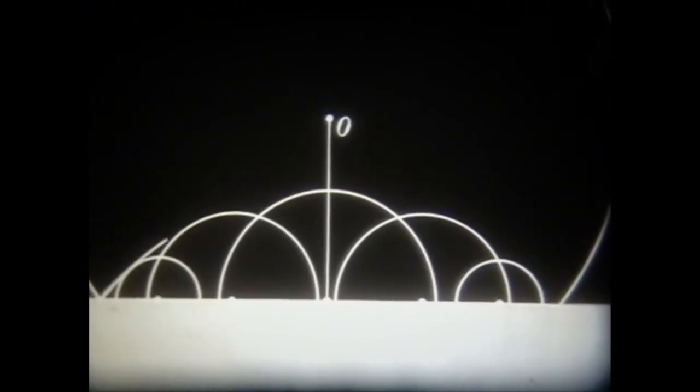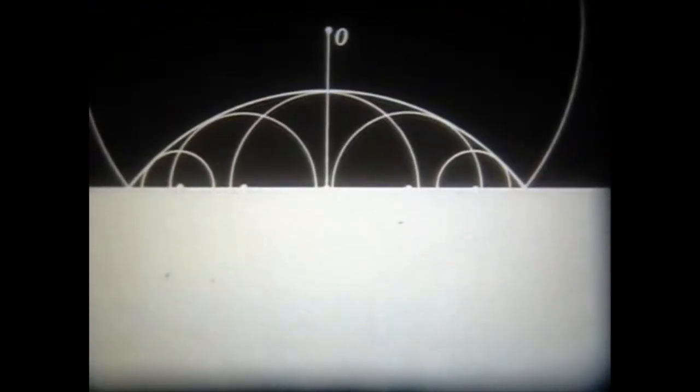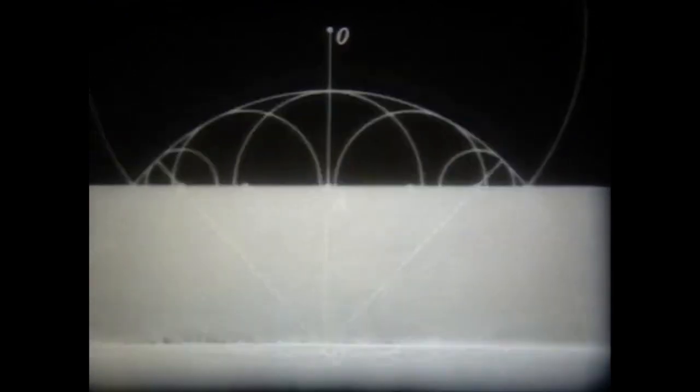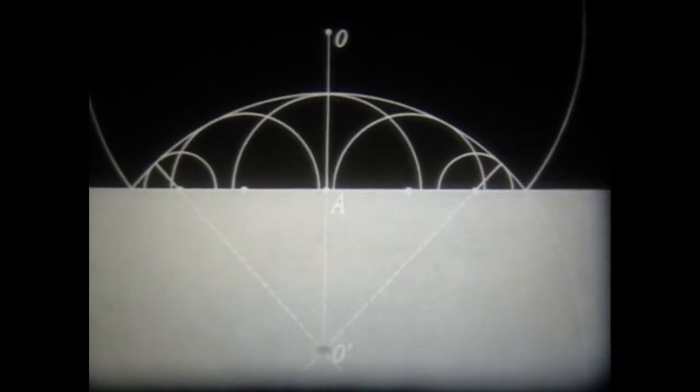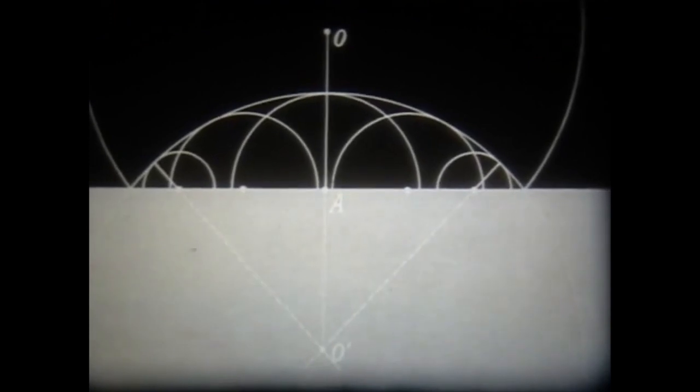Now let's see how the image of a point source is formed in a flat mirror. A spherical wave propagates from the source. The front of the reflected wave is a sphere with the center at point O prime. This means that point O prime will be the virtual image of point O.